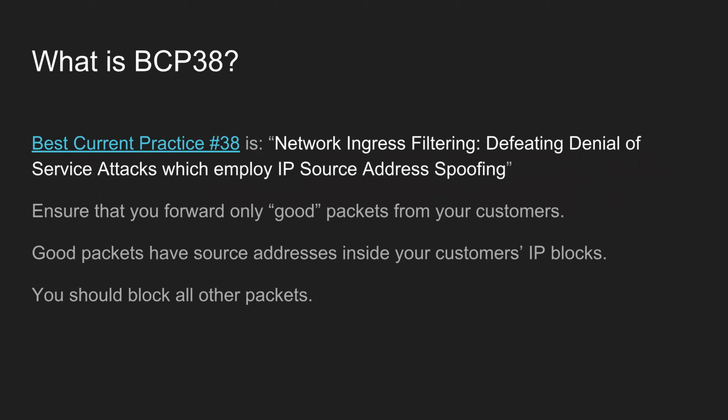The title is Network Ingress Filtering: Defeating Denial of Service Attacks which employ IP source address spoofing. So the idea is that you as an ISP want to help keep the internet running and block denial of service attacks by only forwarding good packets from your customers. In other words, if they have bad players in their sites, you don't want to allow them to send you packets that have spoofed source addresses. Good packets that you see from your customers are ones where the source address matches the IP range that your customer has, so nobody's trying to pull a fast one, and you should just block all the other packets.